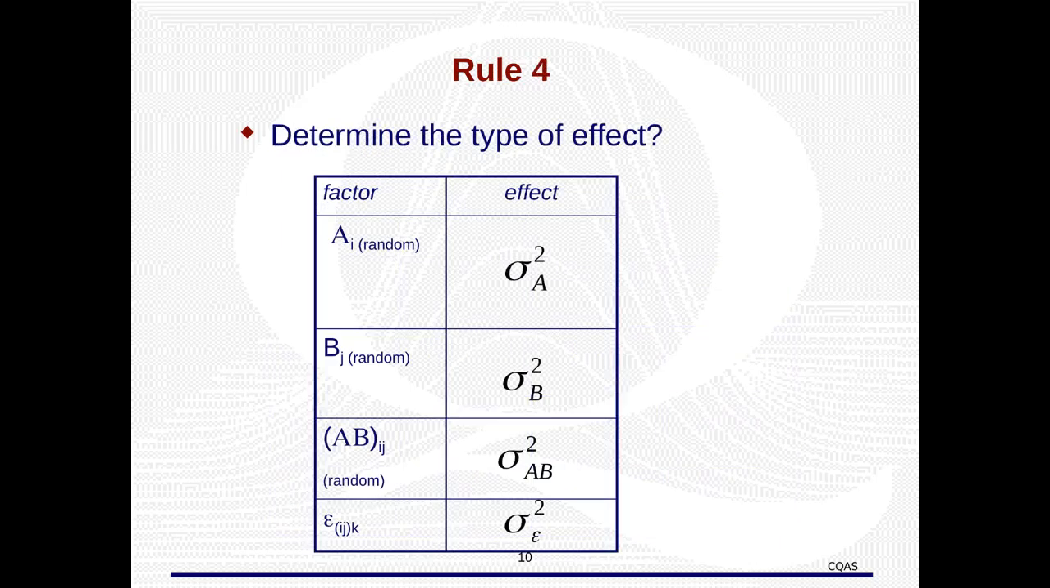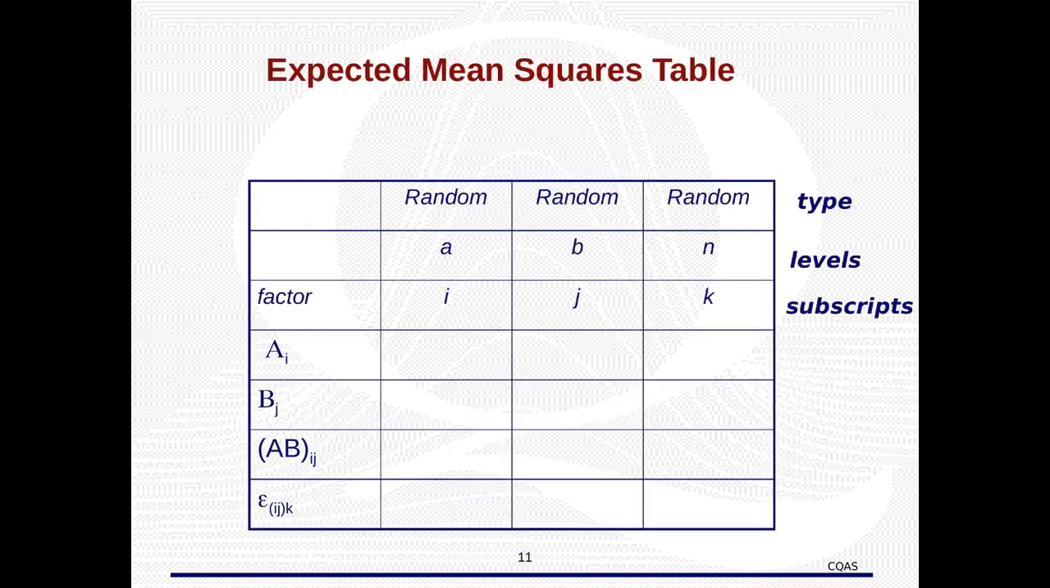Now let's determine the contribution each effect gives to the EMS. For the random effect, it is the variance component. For a fixed effect, it is the sum of the squared effects over the number of levels minus 1. Let's create the skeleton of the EMS table. Take the first 3 rows and identify the type of factor, the number of levels, and the subscript that it represents. The first column represents the effects themselves.